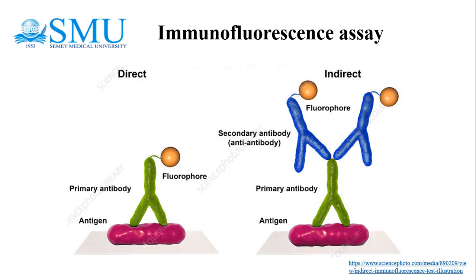This detects antibodies in sample. Slides smeared with cells carrying known antigens are commercially available. And step 1, test serum containing primary antibody is added to the slide. And step 2, slide is washed to remove the unbound antibodies. A secondary antibody, anti-human antibody conjugated with fluorescent dye is added. And step 3, slide is washed and then viewed under a fluorescent microscope.